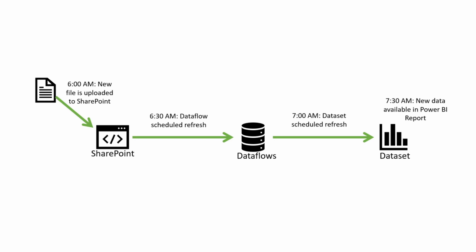Every day at 6 a.m., they get a new file from the system, which gets uploaded to a SharePoint folder. At 6:30 a.m., we have a data flow schedule refresh that picks up this data and refreshes our data flow. This takes less than 30 minutes every day. At 7 a.m., the dataset has a scheduled refresh, so it refreshes the data based on the data coming from the data flows. And again, it doesn't take more than 30 minutes. At around 7:30 in the morning, new data is available in the Power BI report that is cleaned and transformed for reporting.